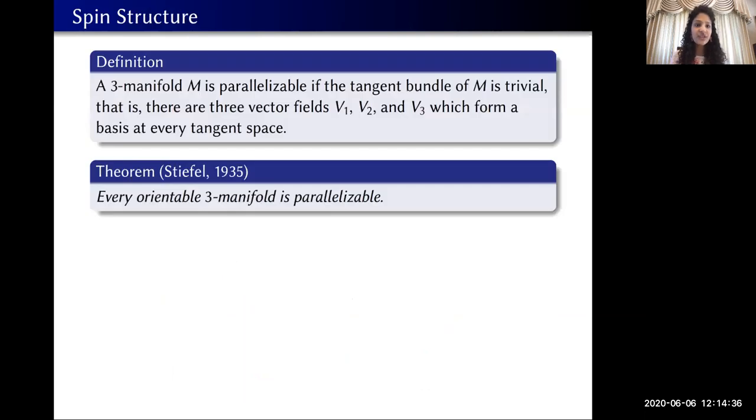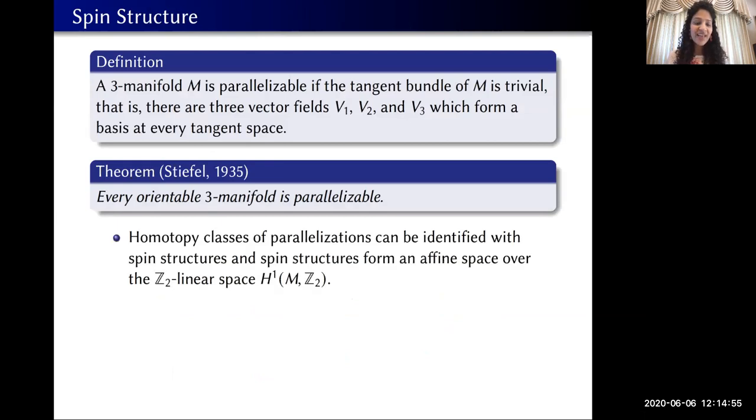So here's the definition of a parallelizable 3-manifold. A 3-manifold M is parallelizable if the tangent bundle of M is trivial, which means that there are 3 vector fields which form a basis at every tangent space. By a theorem due to Stiefel from 1935, every orientable 3-manifold is parallelizable. So homotopy classes of parallelizations can be identified with spin structures, and spin structures form an affine space over the first cohomology of M with Z2 coefficients.